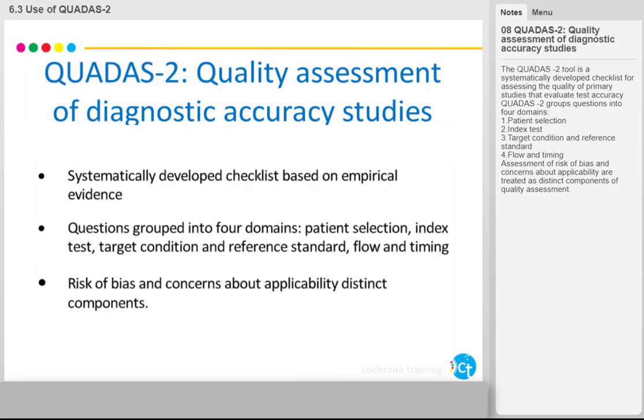QUADAS-2 is a systematically developed checklist for assessing the quality of primary studies that evaluate test accuracy. The QUADAS-2 tool groups questions into 4 domains: patient selection, index test or tests, target condition and reference standard, and flow and timing. Assessment of risk of bias and concerns about applicability are treated as distinct components of quality assessment.